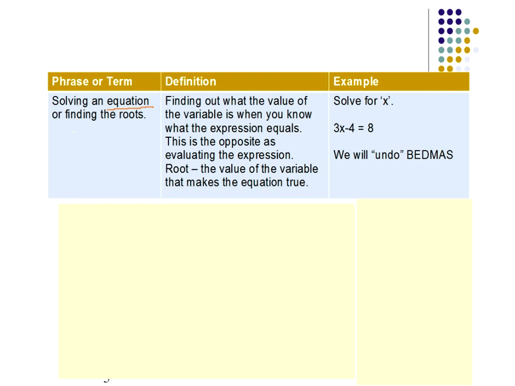And so, for instance, if I have 3x minus 4 equals 8, what happens here is that I'm looking for the value of x so that this expression gives me a value of 8. And so to do that, I'm going to undo BEDMAS.